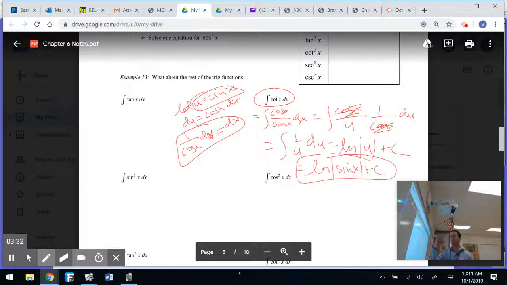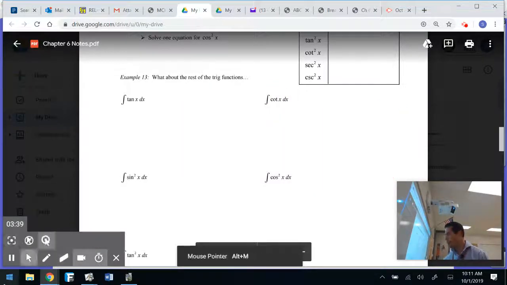See, so I don't even have to have those memorized. It's cool. You can do them on your own, right? And then there's actually proofs for all these other guys.